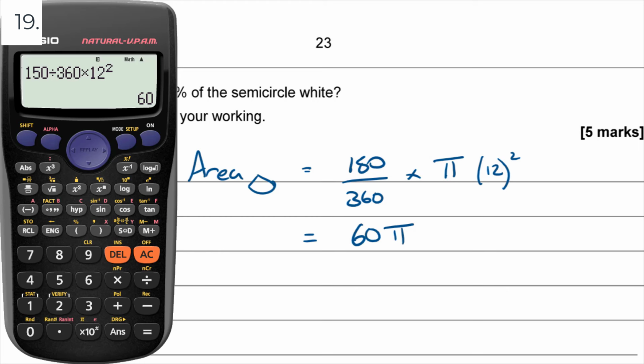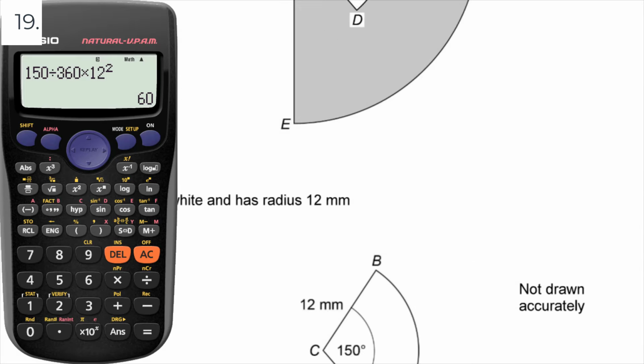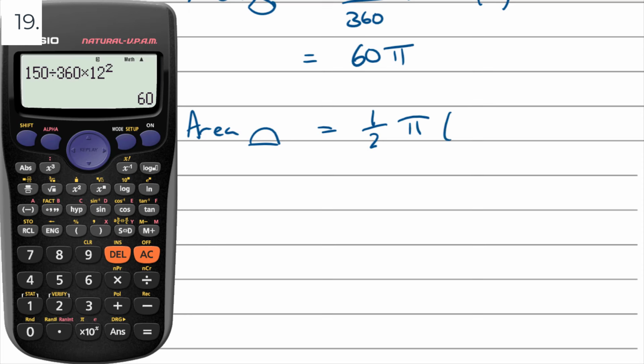So the area of the white part is going to be 60 pi. So what about the semicircle then? The area of the semicircle is going to be 1/2 of pi r squared, isn't it? So what is the radius of that? 25. So it's going to be 1/2 of pi times 25 squared. So 25 squared, 625, divided by 2, 312.5. I'm just going to leave it as 625 pi over 2 for now.